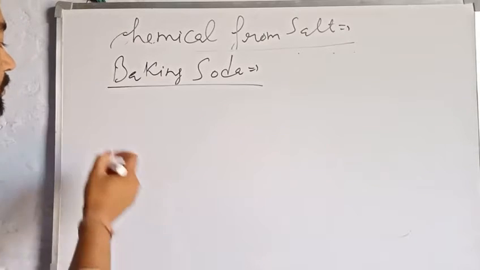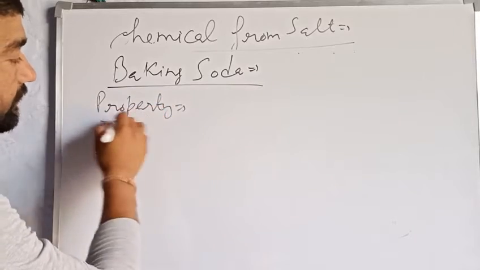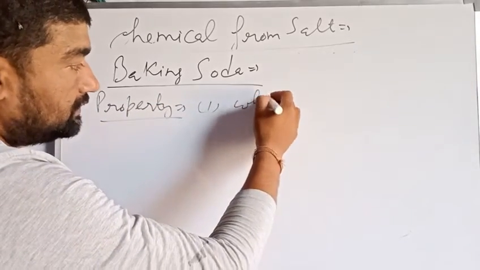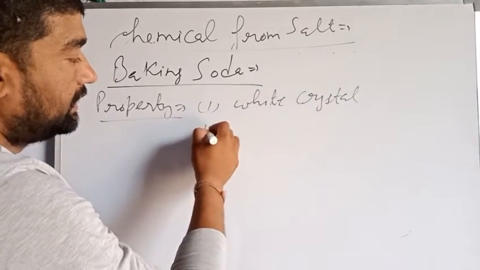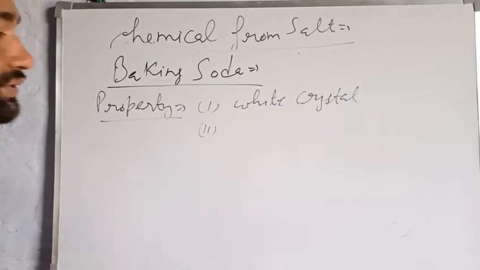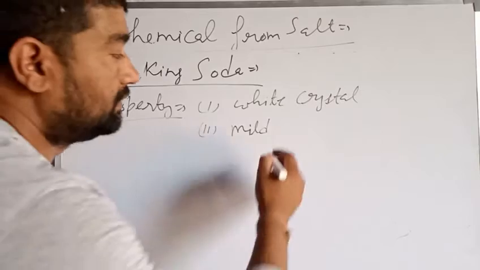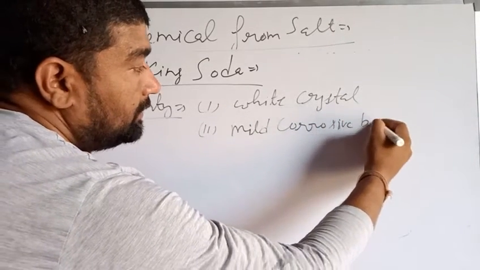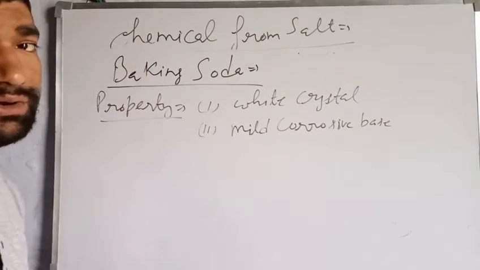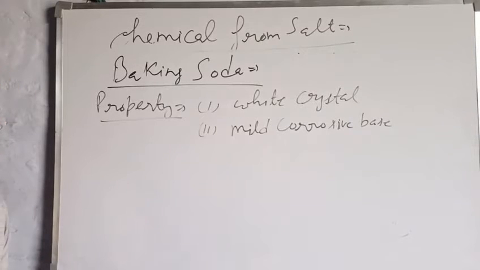When we talk about properties, we can say it is a white crystal. We can obtain it in the form of white crystals, and it is mildly corrosive. That means it's not a very strong base. It's mild corrosive base. It's sparingly soluble in water. It's not fully soluble in water, but sparingly soluble. So this is about the main properties of this base.